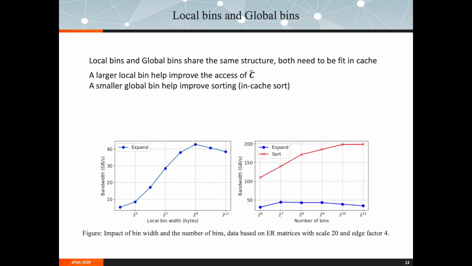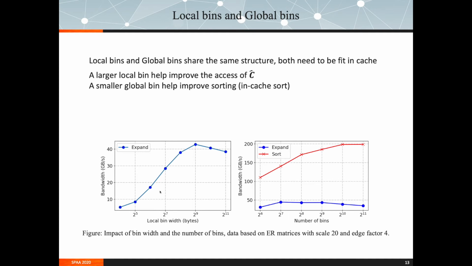In our implementation, we actually have used 2 different types of bin. We first write the data into small local bins. Once a particular small local bin is full, we move all the tuples in this bin to the corresponding global bin. So the goal of the local bins here is to improve the access of the C hat.